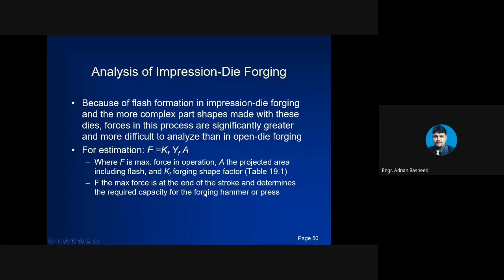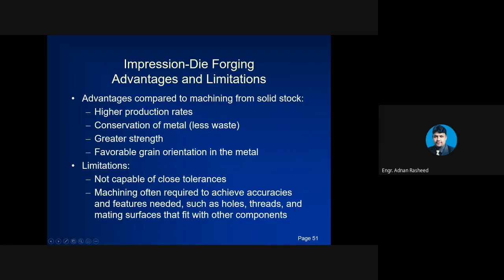So there are certain advantages and disadvantages of impression die forging. The advantage is that we can get a higher production rate because the shape is already defined in the die. You just have to press the material in these dies, so you can get the shape very easily. That's why there is a higher production rate, conservation of metal, less waste generated, greater strength can be achieved, and favorable grain orientation in the metal.